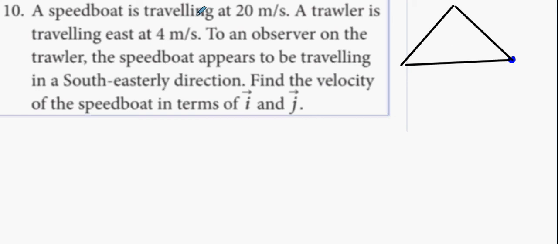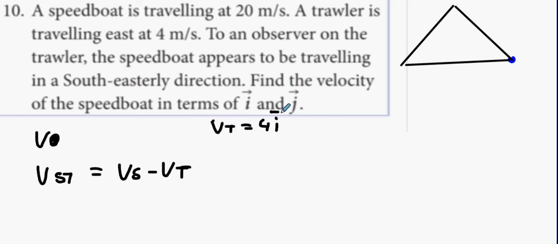Right. Second method. Okay. Did you say the velocity of speed? Did you use VST again? Yeah. Vs minus Vt. Okay, awesome. And Vt is 4i. And the velocity of the speedboat appears to be in a southeasterly direction.